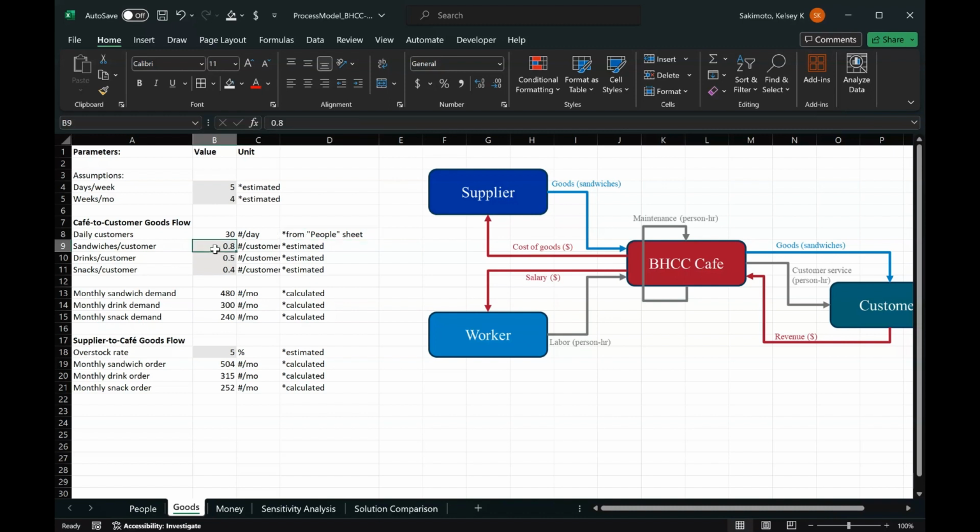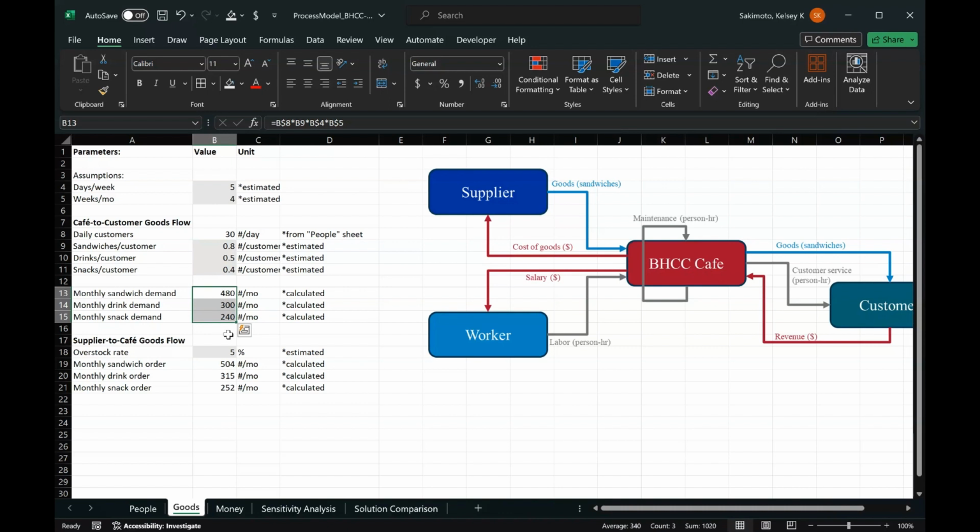And again, we make further estimates of how many sandwiches, drinks, or snacks every customer might purchase. Not everybody's going to purchase a sandwich, a drink, and a snack, so some fraction, 80% of the customers will purchase a sandwich, 50% will purchase a drink, 40% will purchase a snack, and so on and so forth. We can then multiply through by the number of sandwiches per customer per day, per month, to get the total number of each food category required, this flow of goods from cafe to customer.